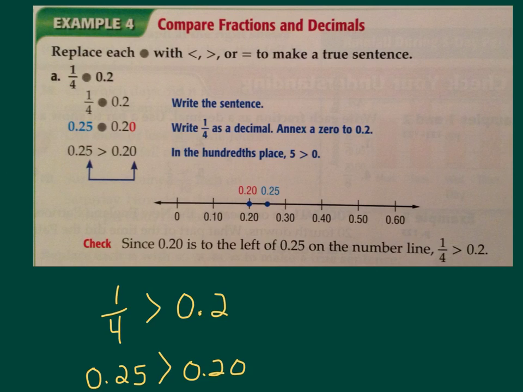So when you're doing your work today, it should look something like this here, where I've written out the original problem, and then I show my thinking. Okay, here's 25 hundredths as a decimal, and here's what it would look like here if I added a 0, and I just put my greater than sign.